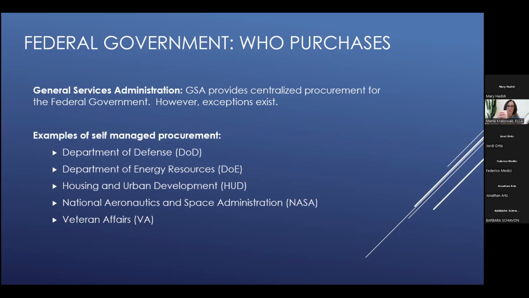The Department of Defense is the single largest buyer outside of the GSA. The Department of Energy obviously has some nuclear items. They have very specific procurement needs that a general services agency would not know how to do. And then you've got NASA and Veterans Affairs. So it's not that there's one department for everything, but as a good starting point, GSA is a good place to look.